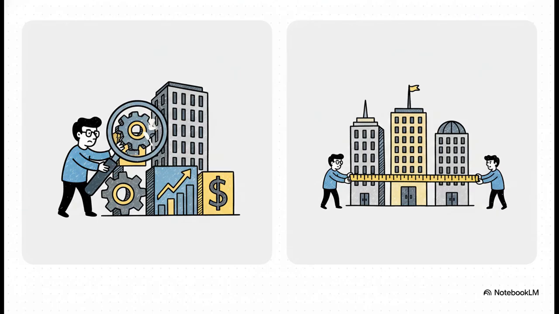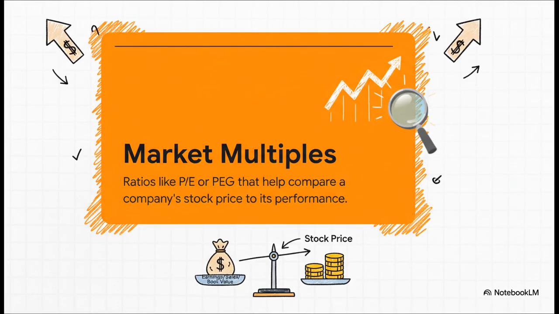Intrinsic valuation is building a value from the ground up based on the company's own numbers. Relative valuation is way simpler. It's basically just looking around and seeing what similar companies are selling for in the market right now. We do this with something called market multiples.